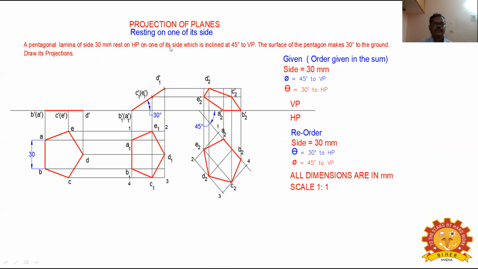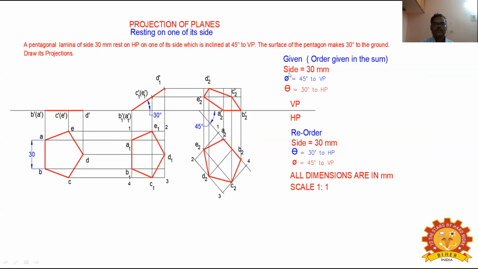So here, when it rests on HP, it is inclined 45 degrees to VP. When it rests on HP, immediately you have to mark the theta angle. Theta angle is given in the second sentence: surface of the pentagon is inclined 30 degrees to HP.